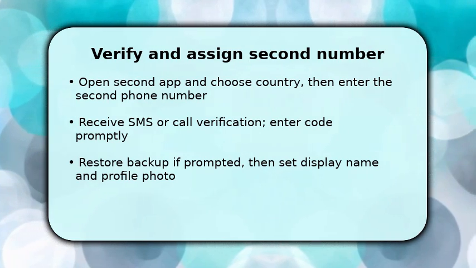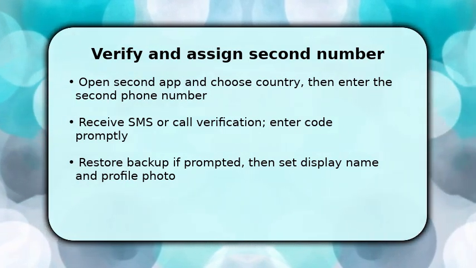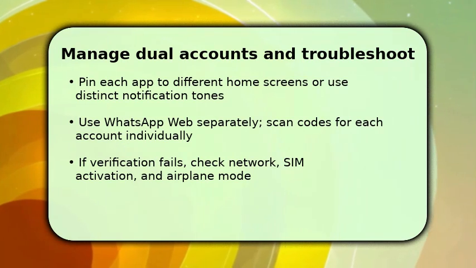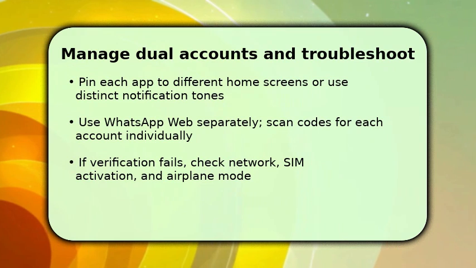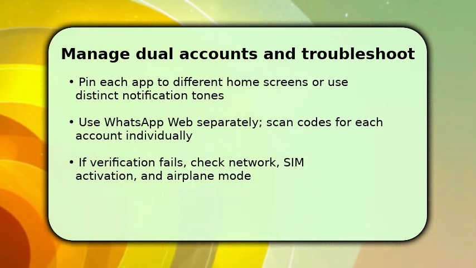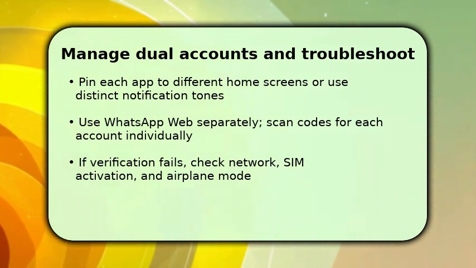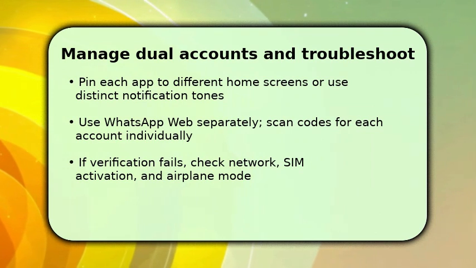So to finish, organize both apps so you can access them quickly. Pin them to separate home screens, use distinct icons or notification tones, and label contacts if needed. You can use WhatsApp Web for each account by scanning the QR codes separately in different browser profiles or browsers.